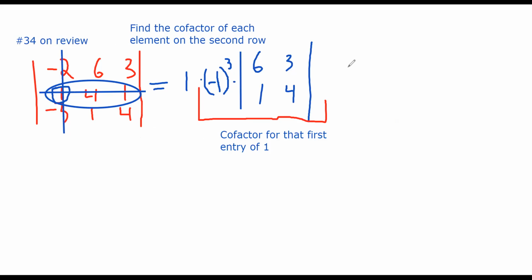But if you're curious, this cofactor, -1 to the third is -1. Then we can take the determinant here. It'll be 6 times 4 minus 3 times 1.